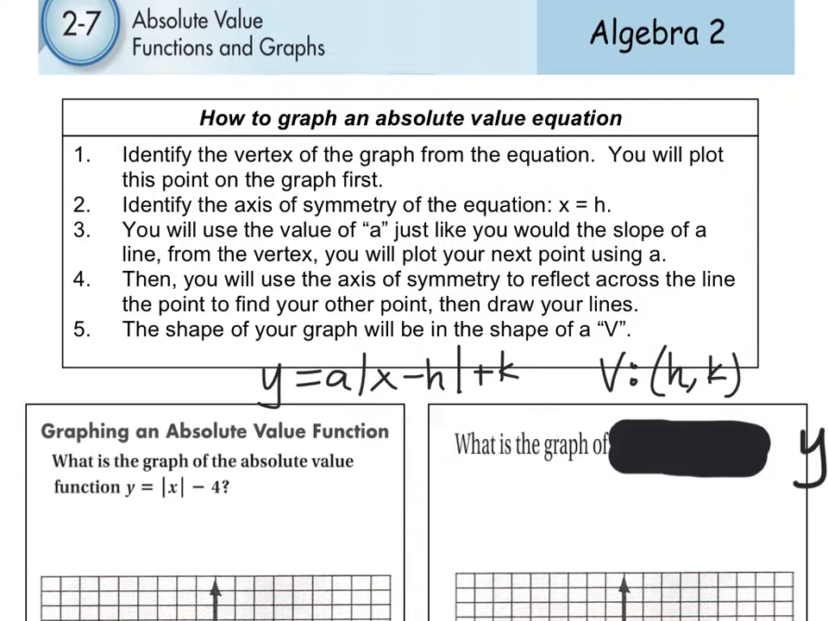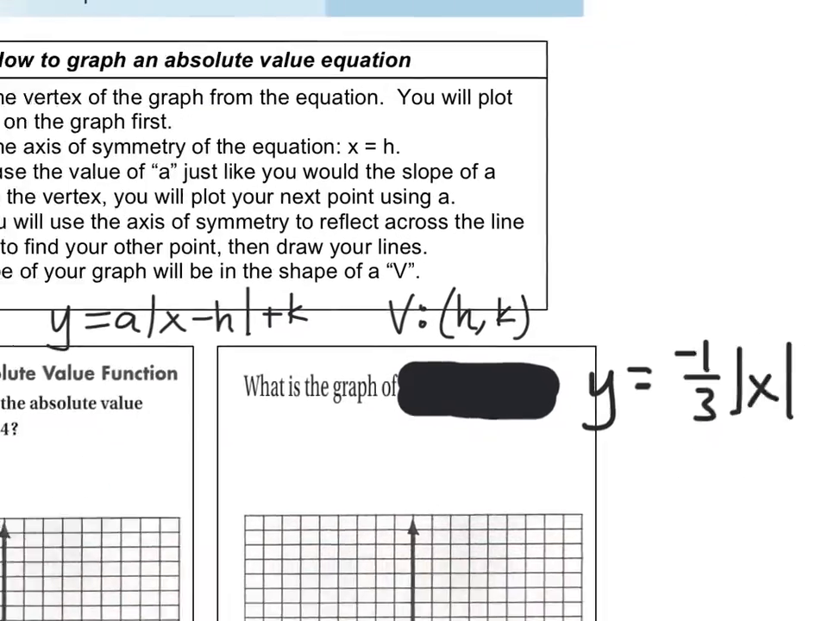The vertex is always the ordered pair, the opposite of h and k. One of the things I noticed yesterday was that a lot of you forgot to take the opposite of h. If this number is positive in here, it's going to be negative in your parentheses. If it's negative in here, it's positive in your parentheses. The difference today is that all your a values yesterday were 1. Well, today that's not going to be the case.